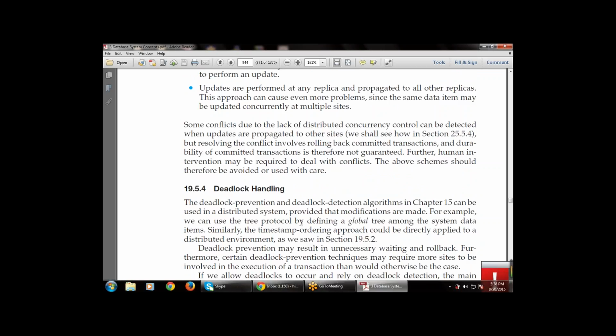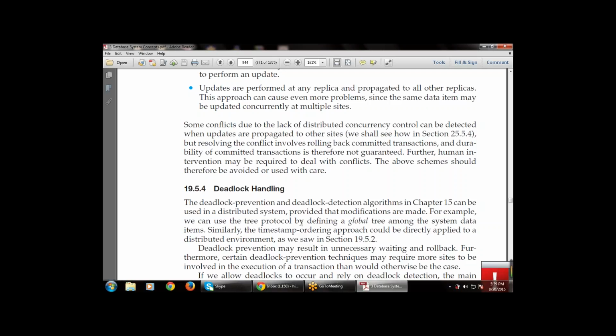The next topic is deadlock handling. How do we handle deadlocks? We can use deadlock prevention methods. The deadlock prevention and deadlock detection algorithms discussed in chapter 15 can also be used in distributed systems. For example, we can use the tree protocol by defining a global tree among the system data items. Similarly, the timestamp ordering approach could be directly applied to a distributed environment.